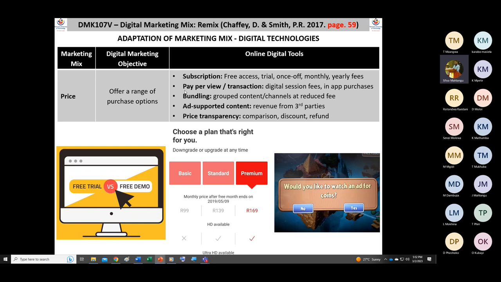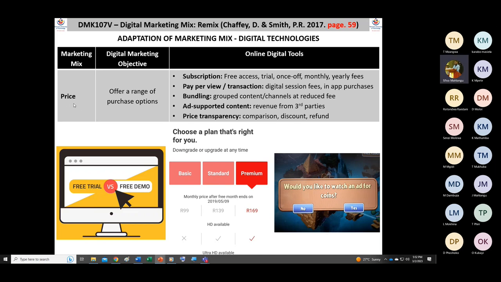So we will say they have a subscription, which is a trial. Monthly fees is 99 rand. Depending, the case study should give us all that information. Do they have any pay-per-view transaction? If there is none, we don't even indicate it. It simply means there is a gap, and we can use these gaps when we develop our objectives, which is the second part of the digital marketing plan.